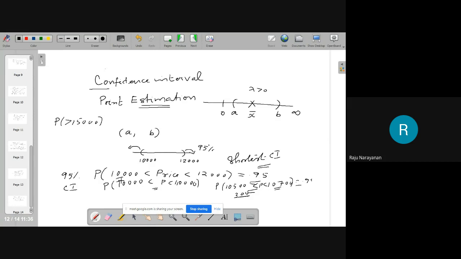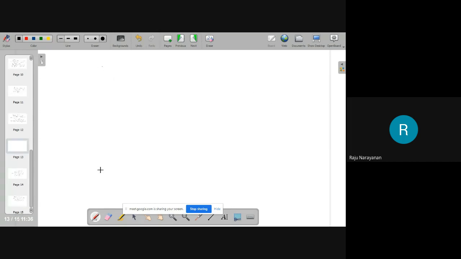Actually, this is a random interval, as you can see, because you are using random samples. Now we take a small example. Suppose X is a normally distributed random variable with mean mu and variance 5, and you don't know mu. You have to find a confidence interval for mu, for example, a 95% confidence interval for mu.